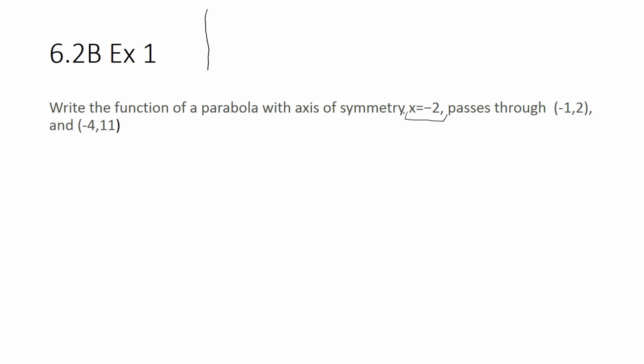So just real quick to give you a visual of what's going on. We've got some parabola. We don't know what it looks like. Okay, we know that the axis of symmetry comes right here through x equals -2 and that it passes through the point -1, 2 and -4, 11, so way up here. Okay, so we have these points. We don't know what the vertex is, so our vertex could be somewhere way down here or way up here, so we're not too sure.